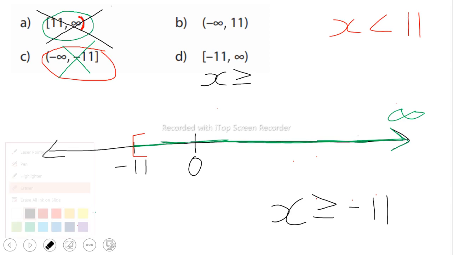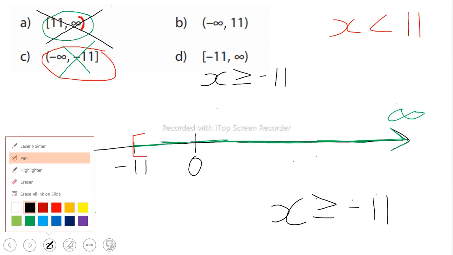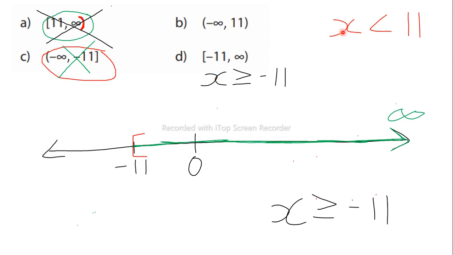Okay. X is greater than or equal to -11. All right. So, but that's not what we want. We want it to be x is less than 11. Now, in doing this, I realized that the inequality I gave you for this and this is not correct.